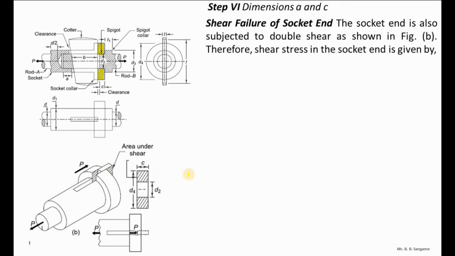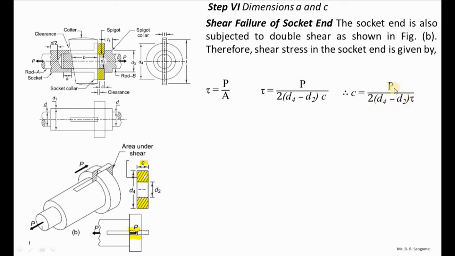This portion can get torn up from the socket collar. So here I am going to consider the shear stress, tau equals P by A. Again double shear failure is there, along this plane and along this plane. The area of single shear is D4 minus D2 multiplied by C. For double shear it will be 2 into (D4 minus D2) into C. So tau equals P divided by 2 into (D4 minus D2) into C. Again our intention is to calculate C, so I am going to rewrite this equation in terms of C. C equals P divided by 2 into (D4 minus D2) into tau.